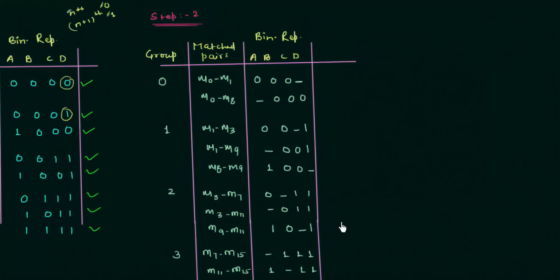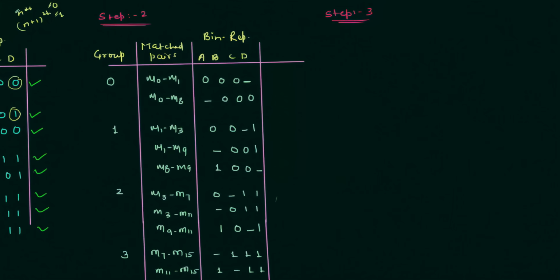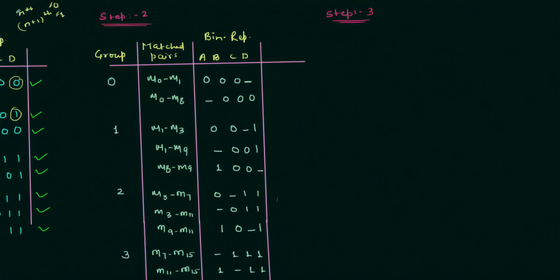In step number 3, we are going to use this table, and we have to follow the same steps. We have to compare M0 M1 with M1 M3. In the same way, we have to compare M0 M8 with M1 M3, and so on, and we have to again check for the matched pairs. So in step number 3, we are going to do the same thing that we have done in step number 2. We will make the table, and we will find out the matched pairs. So let's make the table quickly.